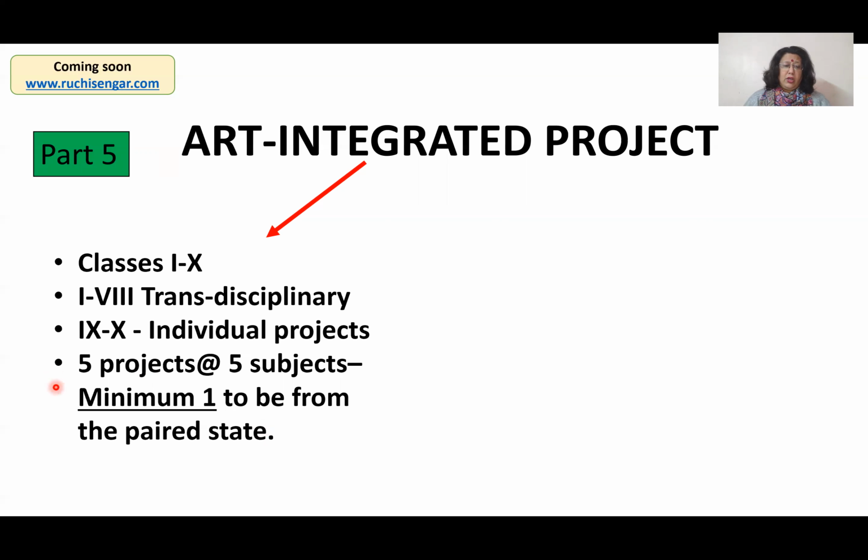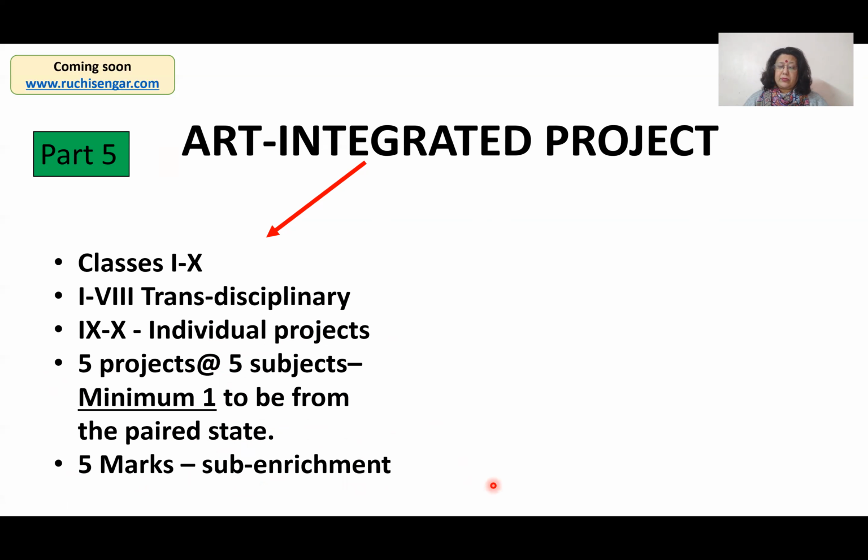It need not be from the paired state. So that is what it means over here. They just need art integration. And one out of those five subjects must use the paired state under the Shresht Bharat initiative. So the 5 marks are going to be given for this, and they are going to be clubbed into subject enrichment. Don't worry about the marks. You're not uploading marks on this portal. The marks will be uploaded as usual when the portal for the internal assessment marking opens.